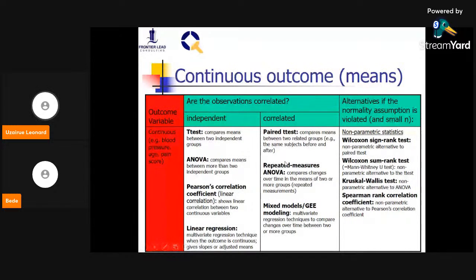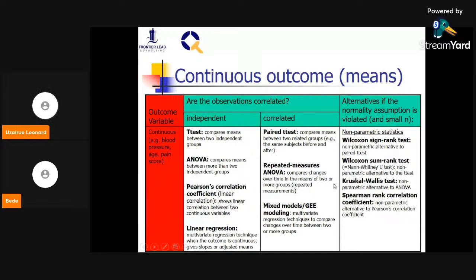Now, the next one is ANOVA. ANOVA compares means between more than two independent groups. So in this case, they are still independent, they are not related to each other. For example, male and female, boys and girls, or like I said, the cholesterol level in the six geopolitical zones, they are not related. So in that case, you use ANOVA.